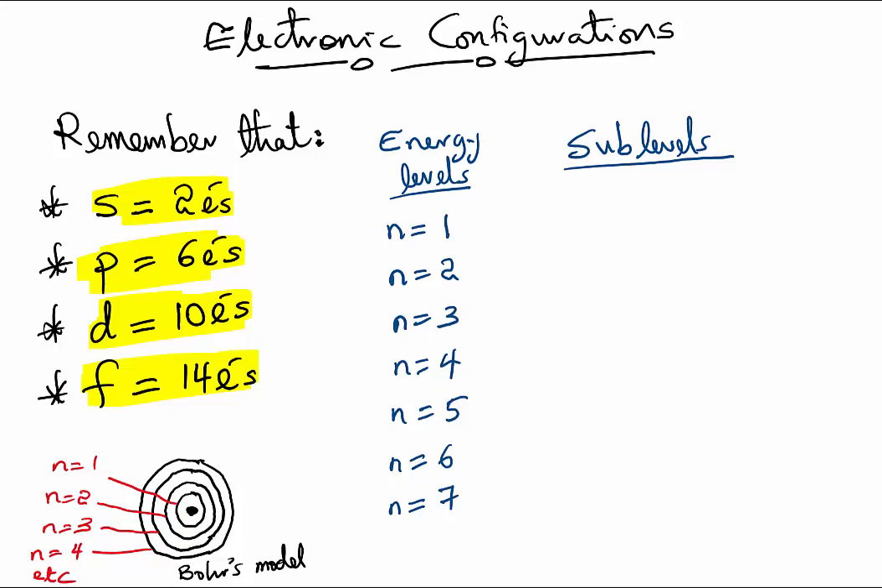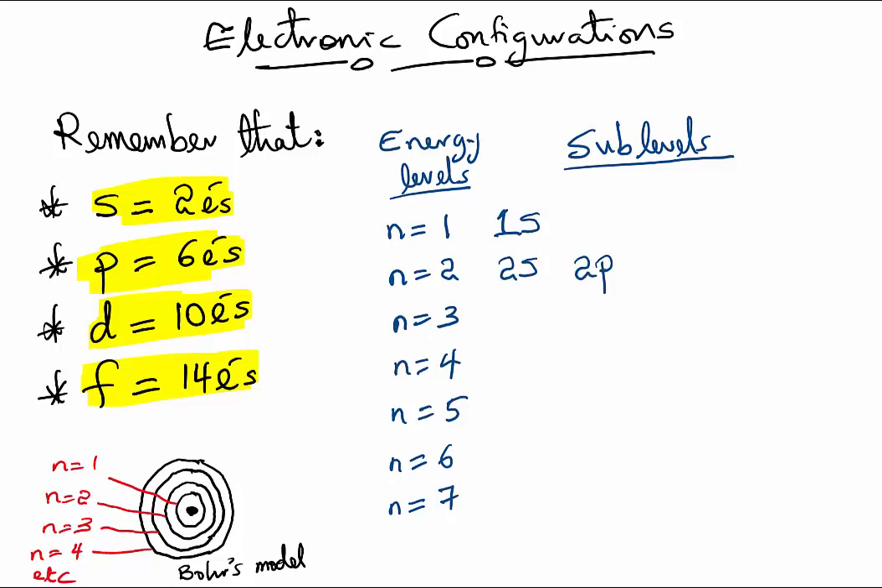Energy level number 1 can only hold one type of shape, the s orbital. Energy level number 2 can hold 2 types of shapes, s and p orbitals. But we will need to be able to distinguish between the s orbital in energy level number 1 and the s orbital in energy level number 2. To distinguish them, we will write their energy levels in front of them.